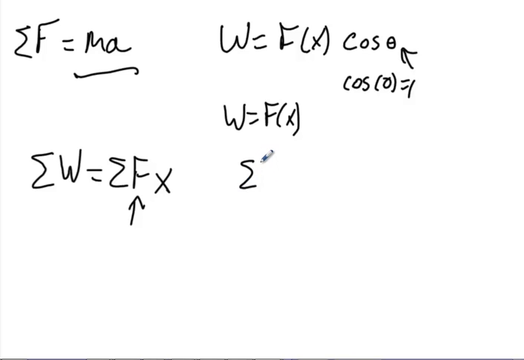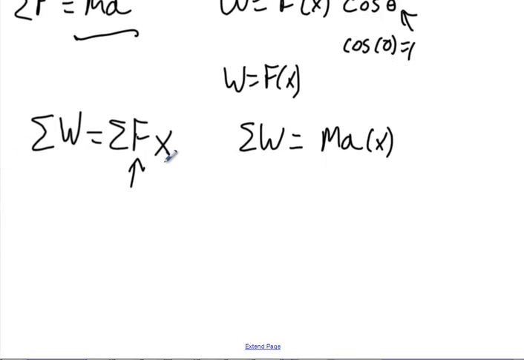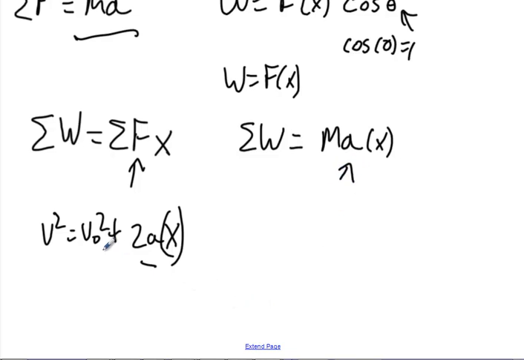So the net work done on an object is equal to its mass times its acceleration times however far it moved. But remember, acceleration is a change in velocity, and we have the third kinematic equation, which says v squared equals v naught squared plus twice the acceleration times the change in position. Remember, it moved that far, so instead of using delta x, I'm using x. We're going to solve this for acceleration and sub it into that equation.